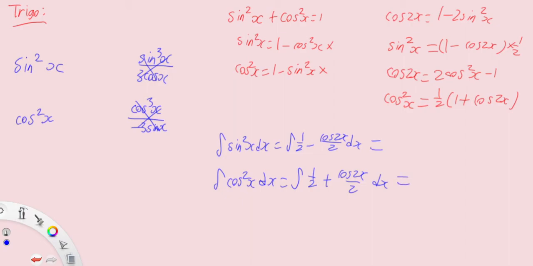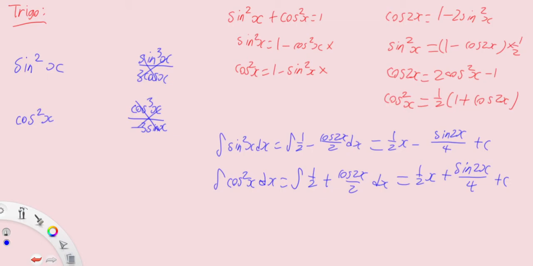Let me integrate sine square x first. I get half of x minus sine 2x, so cosine becomes sine. Now I must divide by the derivative inside, which is 2. Therefore, 2 times 2 is 4. Then lastly, plus c. For cosine square x, the only difference is the minus sign becoming the plus sign. So it's basically half of x plus sine 2x over 4, plus c. And there we have it for the sine square and the cosine square.